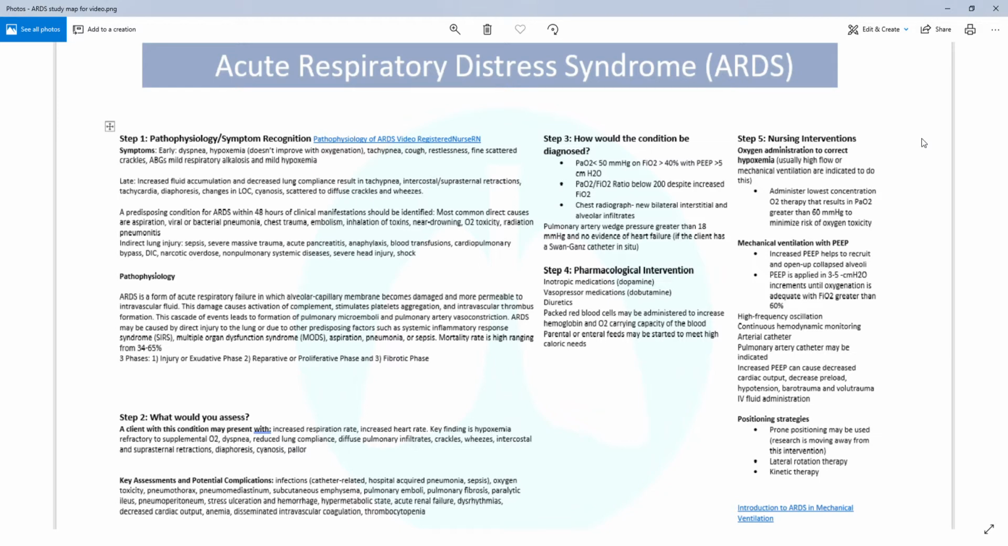In the next video, I'll talk about the second page of these maps and how to use them in conversation in order to prepare for the NCLEX-RN.